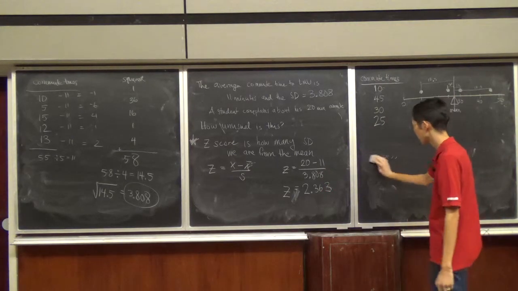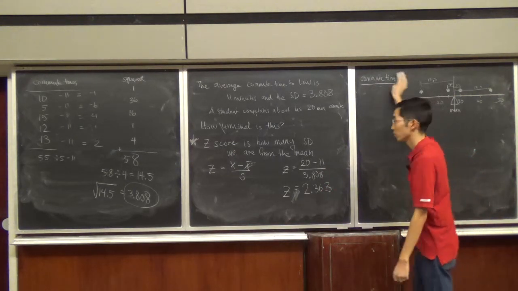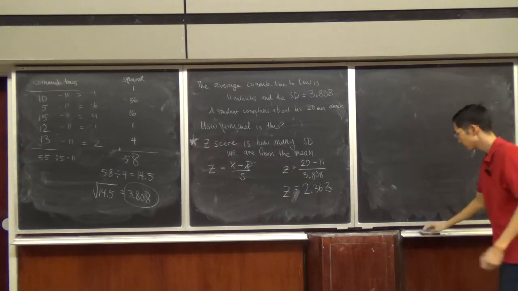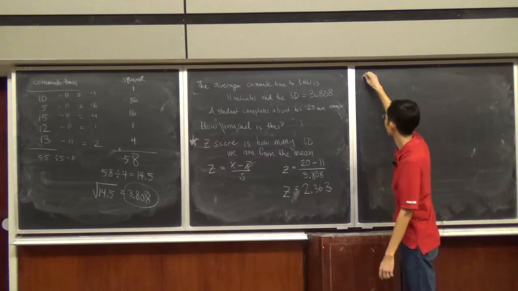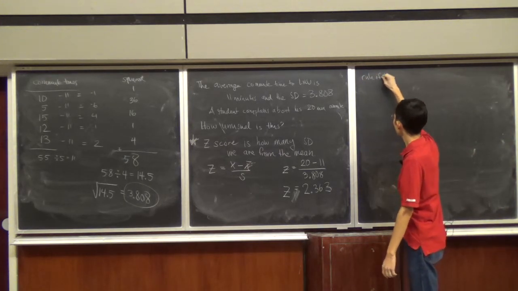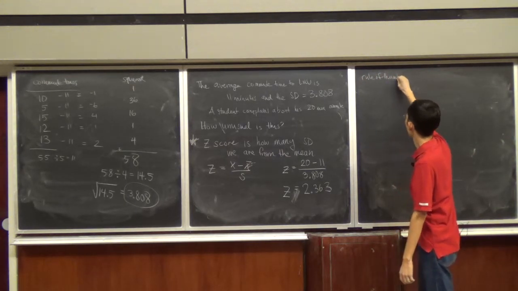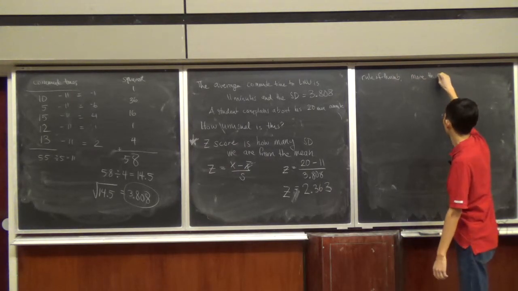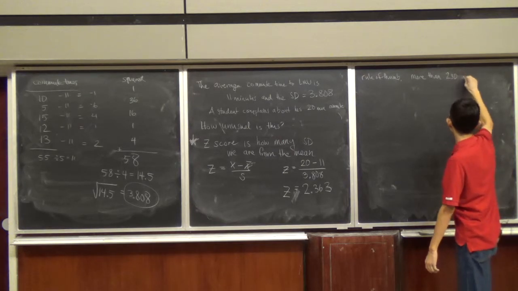This will be a topic that comes up again when we talk about the normal distribution. That as a rule of thumb, more than 2 standard deviations away from the mean.